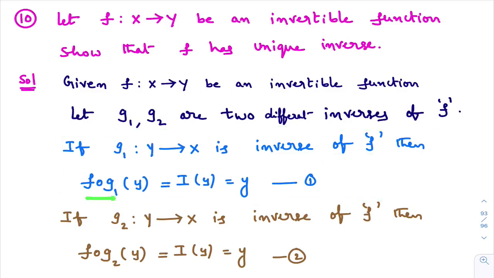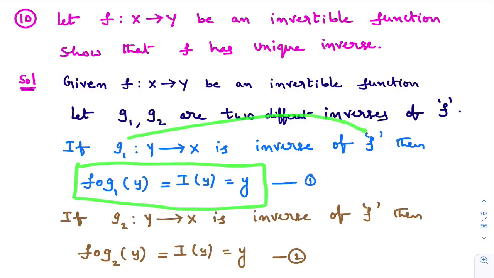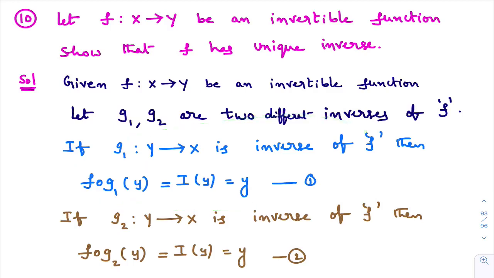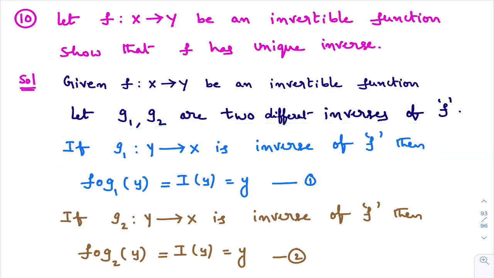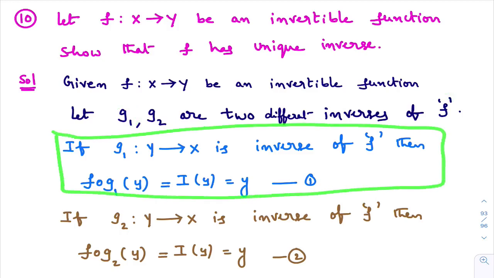Then f circle g1 of y equals I_Y. I_Y is nothing but y as per the definition of the identity function. Here I can write one more thing also. If g1 is the inverse of the function, I can write g1 circle f equals I_X also, but that is not necessary while proving g1 equals g2. So what is needed, only that I wrote. Whatever I wrote here, I got from the definition of the inverse of a function. I hope you understand this.